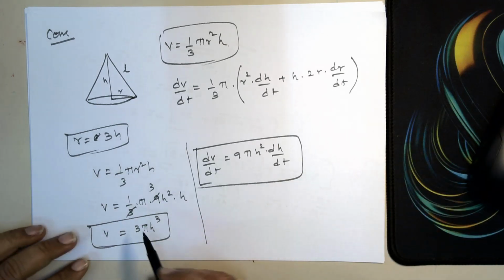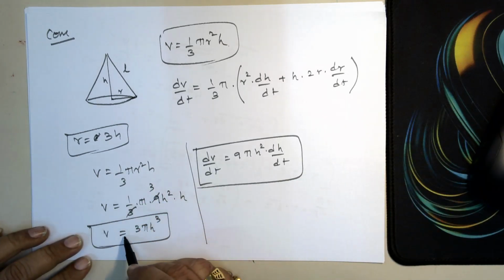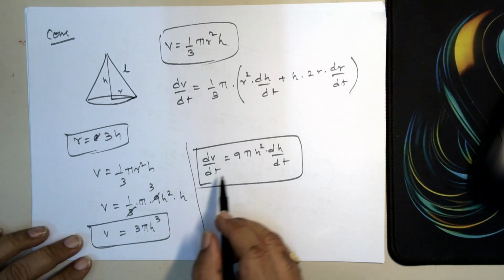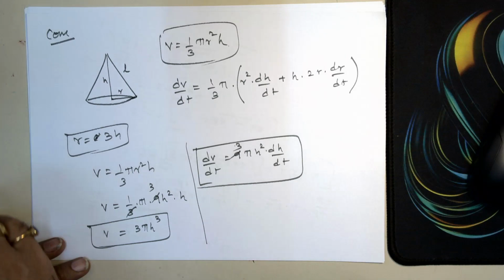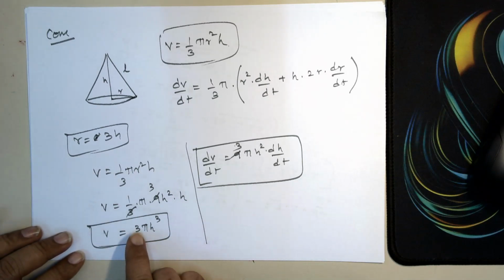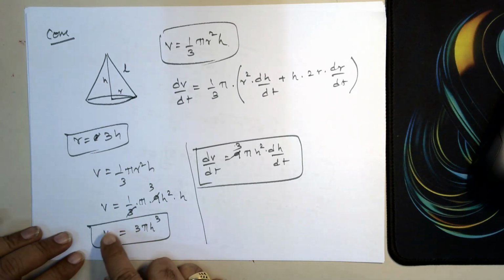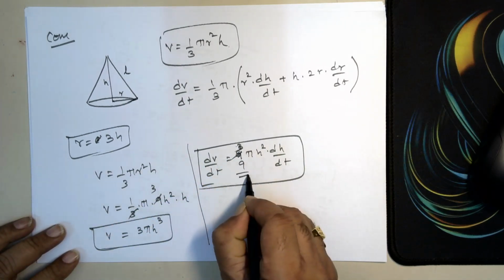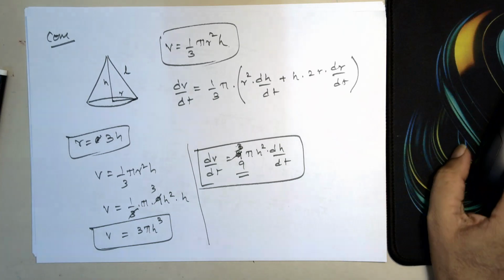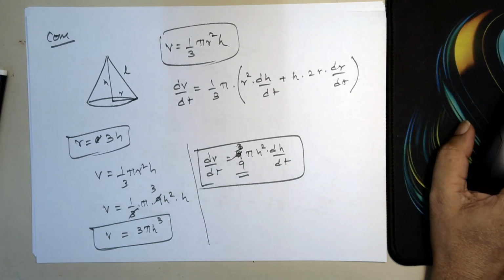So it should be 3. We already tried to 3, it should be 3. So 3 pi h squared. V is equal to, okay, so next one, 9. Okay, so 9 into pi h squared into dh by dt.